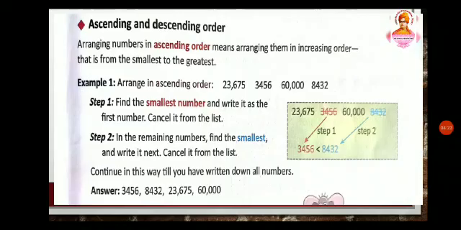Then in step 2, I check the other two numbers; both have 5 digits. When I compare these two numbers, the first number is less than the third number. So 23,675 comes as the third number. Then finally I write 60,000. So for ascending order, the answer will be 3,456, 8,432, 23,675 and 60,000 finally.